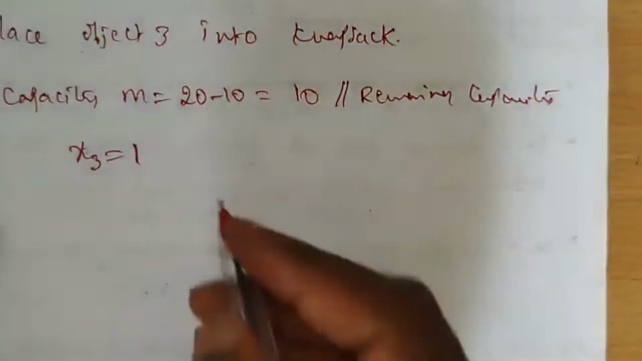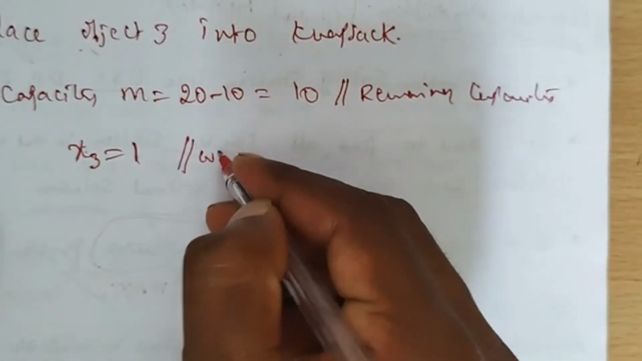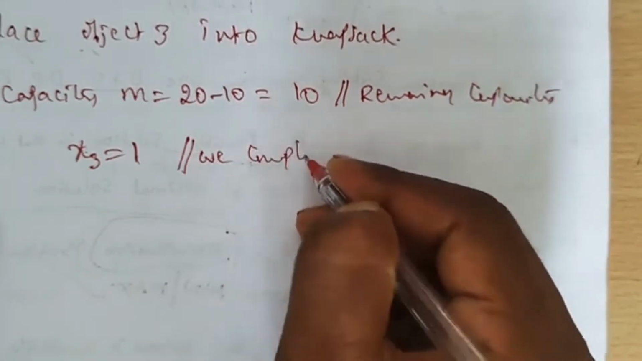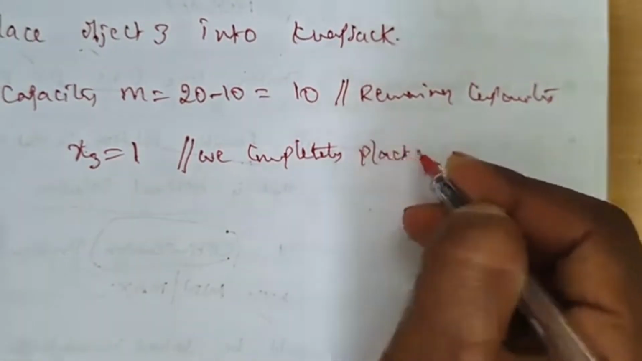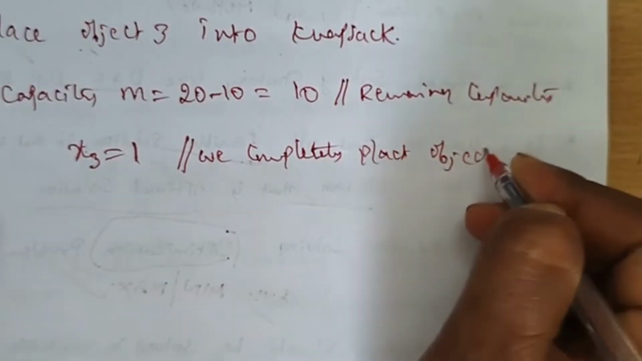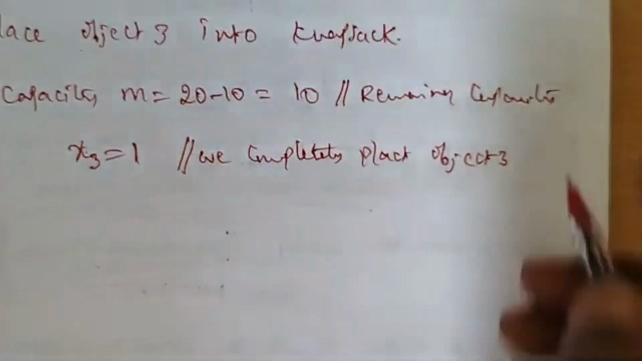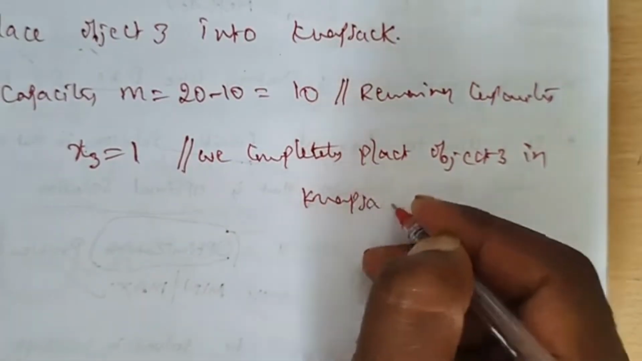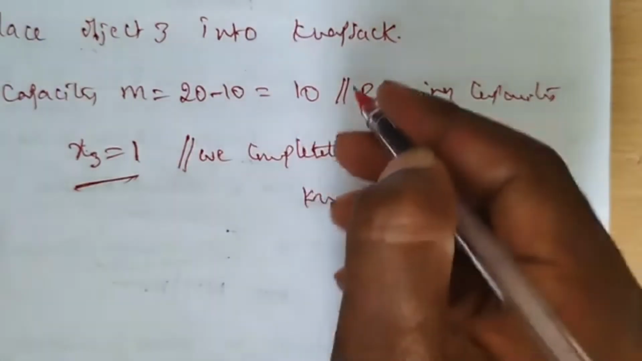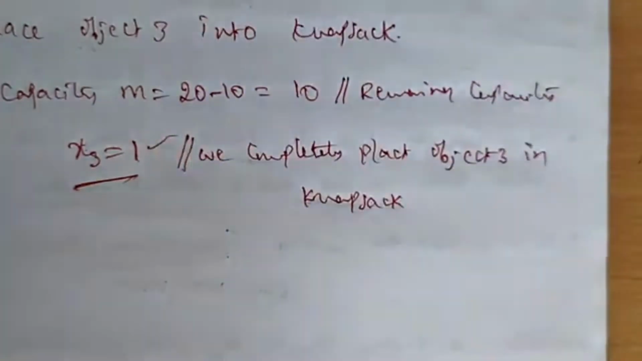So what is the x3 value? 1. That means we completely placed object 3 in the knapsack. x3 is 1 because we placed the third object, so x3 equals 1.